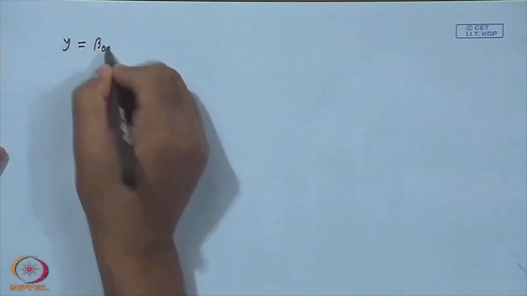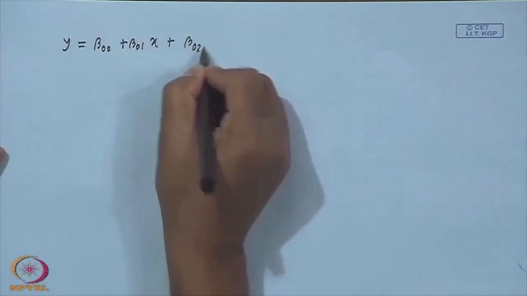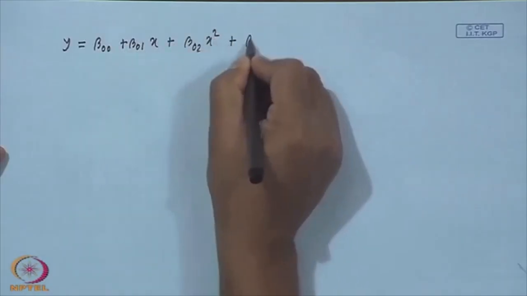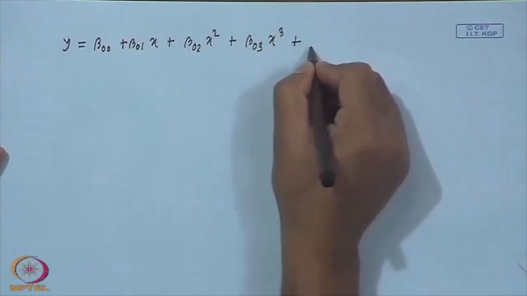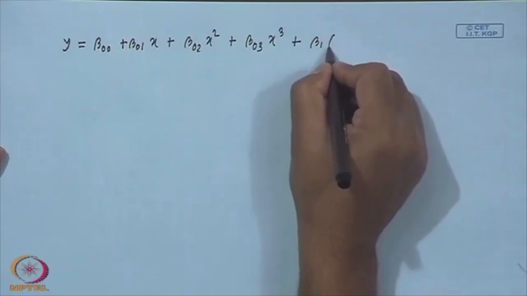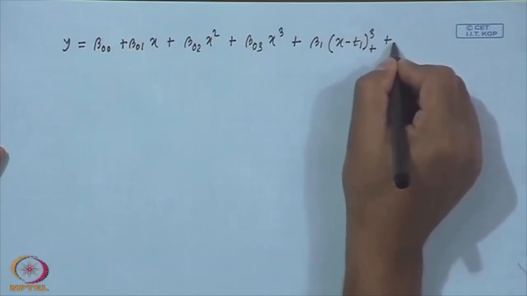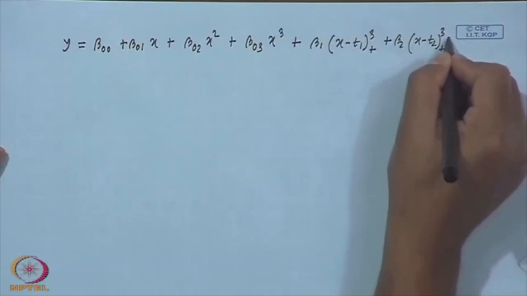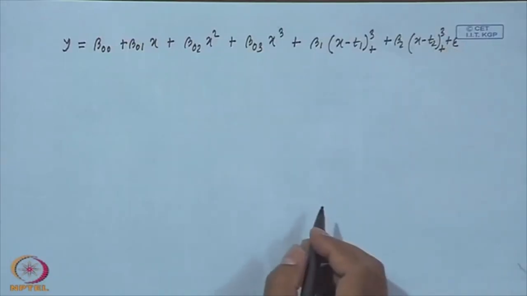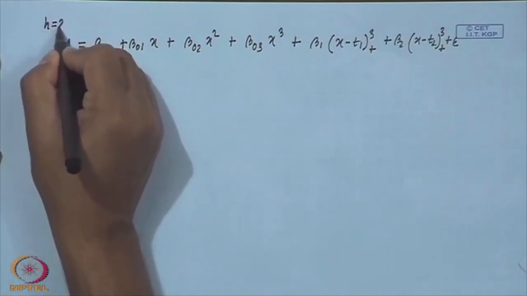Okay. So, the model is y equal to beta naught plus beta 1 x plus beta 2 x square plus beta 3 x cube plus beta 1 x minus t 1 to the power of 3 plus beta 2 x minus t 2 to the power of 3 plus epsilon. So, this is the cubic spline model with two knots, that is h equal to 2.